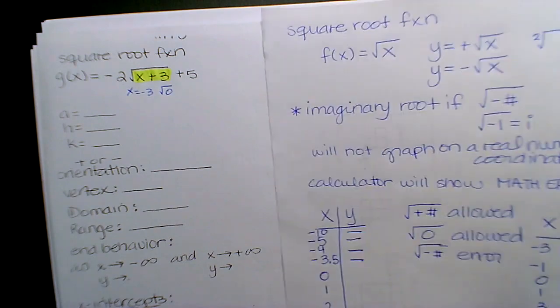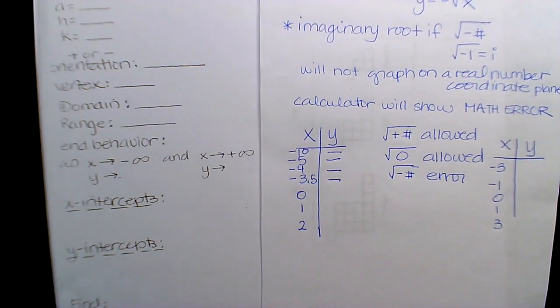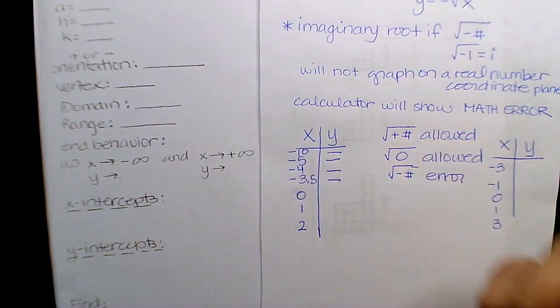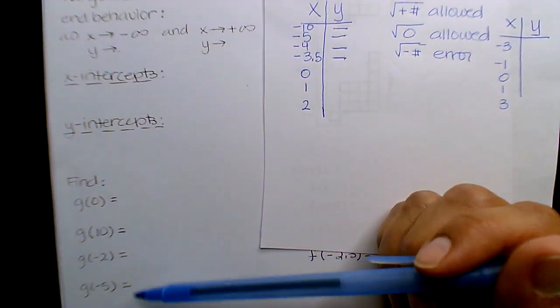Tomorrow I'll go through the cube. And then I'll do the other video where I'll have you guys graph it, and then we'll go over orientation, vertex, domain, range, and behavior, intercepts, your critical points, and then we'll just make sure you guys have this down, okay?